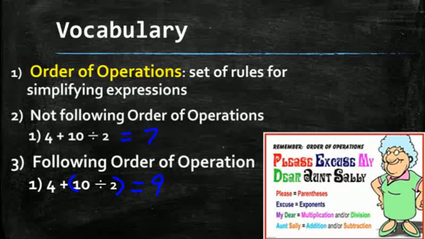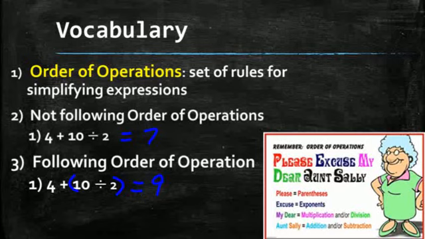So if you look at the example here, 4 plus 10 divided by 2. If they don't follow the order, they may get the answer of 7. For the third one, somebody could follow the order of operations and get an answer of 9. So what is the order of operations?